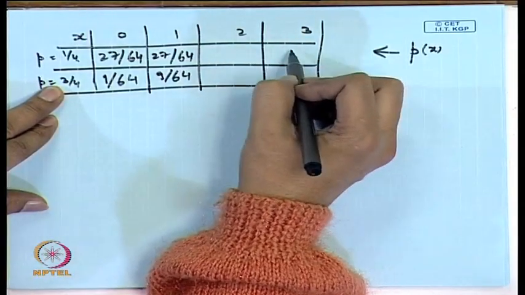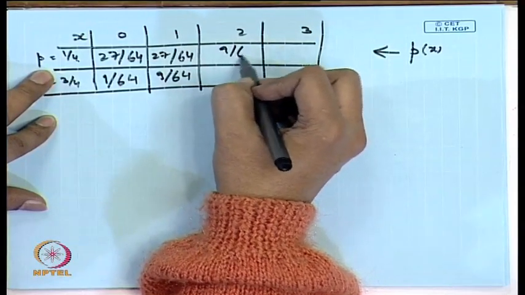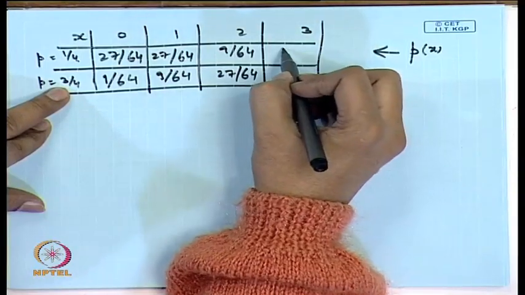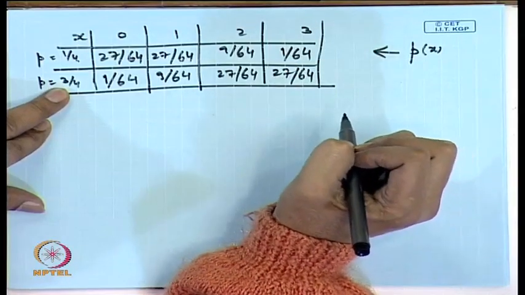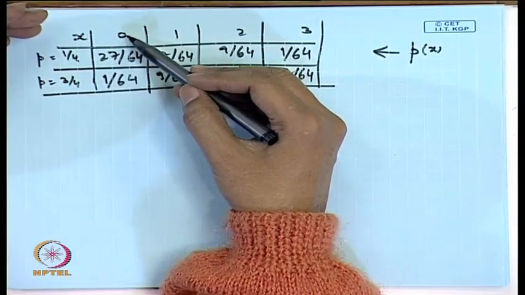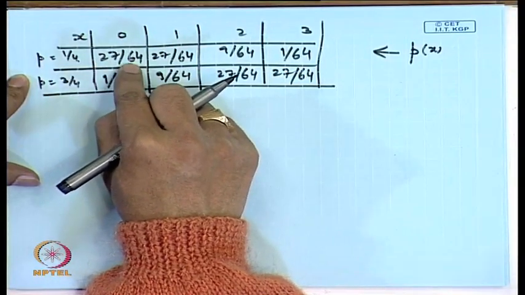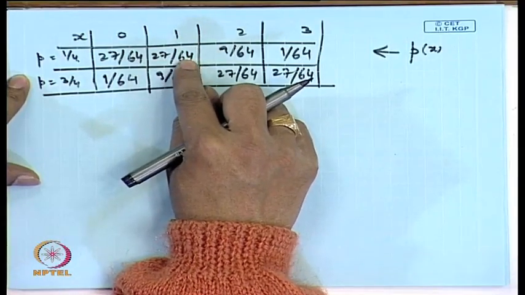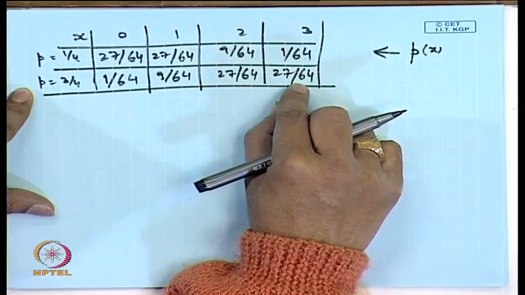In a similar way, I can consider other values. For p equal to 1 by 4 and x is equal to 2, the value is 9 by 64 here, and for p is equal to 3 by 4, this value is 27 by 64. The last values are 1 by 64 and 27 by 64. Now, you see, if x is equal to 0, then p is equal to 1 by 4 gives a higher likelihood. Similarly, if x is equal to 1, p is equal to 1 by 4 gives a higher likelihood, whereas if x is equal to 2 or 3, p is equal to 3 by 4 has a higher likelihood.